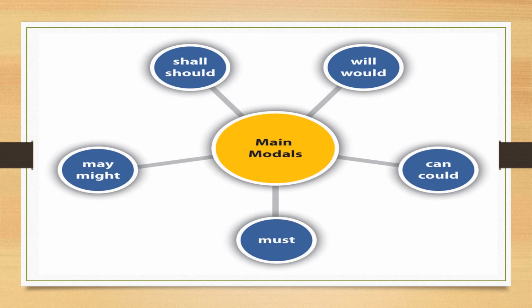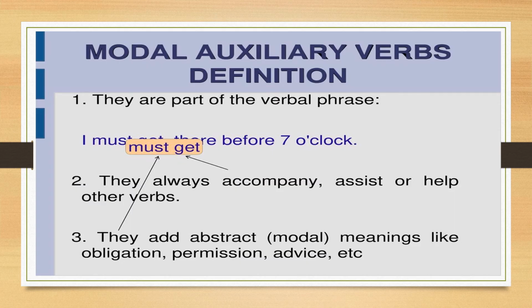The main modals are shall, should, may, might, must, can, could, will, would. Why are these modals used? What are the uses of these different kinds of modals? Let us understand it. Look at the definition of a modal auxiliary verb. They are a part of the verbal phrase.